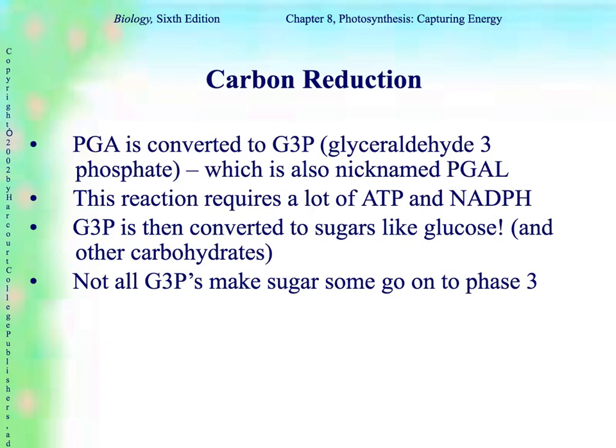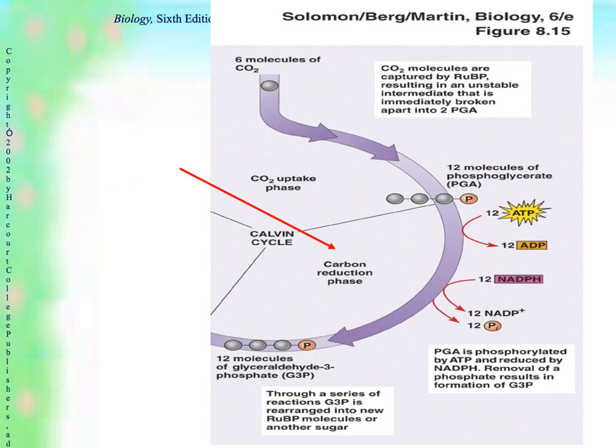Second stage is called carbon reduction. Our PGA is going to be converted to G3P, which is also nicknamed PGAL. This reaction requires a lot of ATP and NADPH, which we made already in the light-dependent reactions. G3P is then converted to sugars like glucose and other carbohydrates. Not all G3Ps can make sugar, and some of them will go on to phase 3. So here is phase 2, the carbon reduction phase, and you can see here's our PGA. We're going to use ATP and our NADPH energy to turn PGA into G3P.